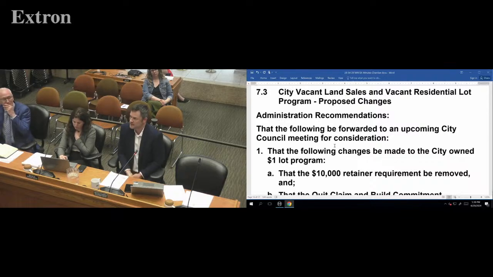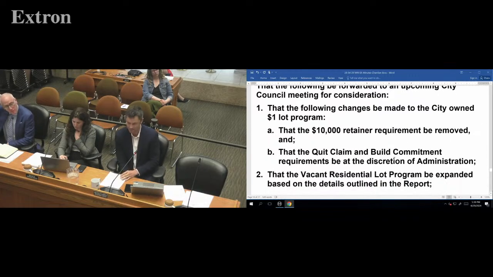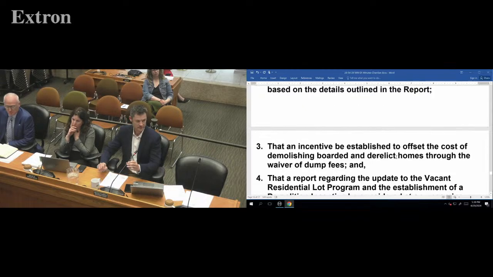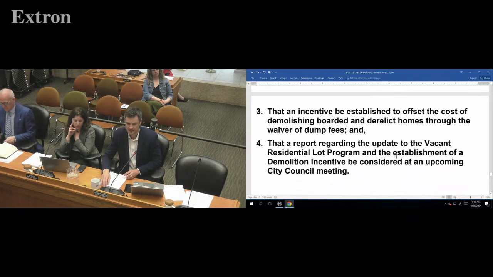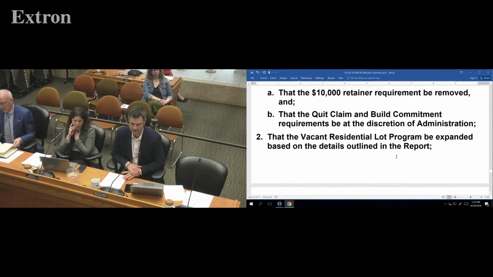A few things that we're going to be discussing this evening is looking at our city-owned $1 lot program, along with revisiting our vacant residential lot program, and also looking at different ways to incentivize the demolition of some of our vacant and derelict properties. Before I do my very brief presentation, I think it's important for us to take a step back and reflect on the intent of these programs in the first place. And they are to do a few things.